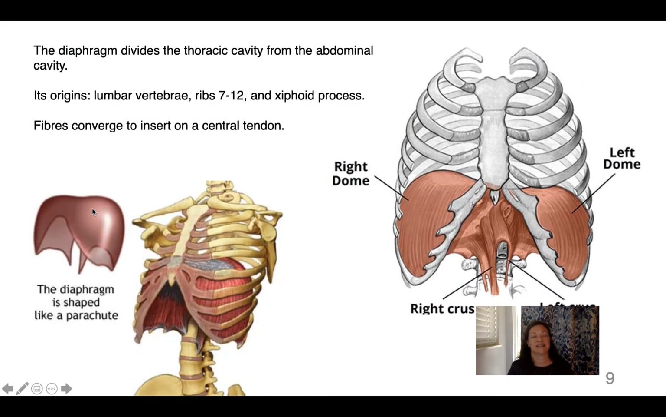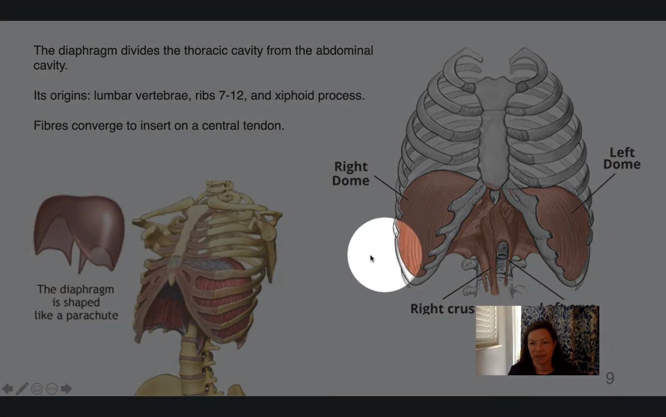It divides the thoracic cavity from the abdominal cavity, and it originates broadly all around the edges of the thoracic cage. So it originates posteriorly on the lumbar vertebrae. You will see references to the right and left crus, and that's the posterior root of the diaphragm as it arises from those lumbar vertebrae. It originates from the lower ribs and from the xiphoid process anteriorly.